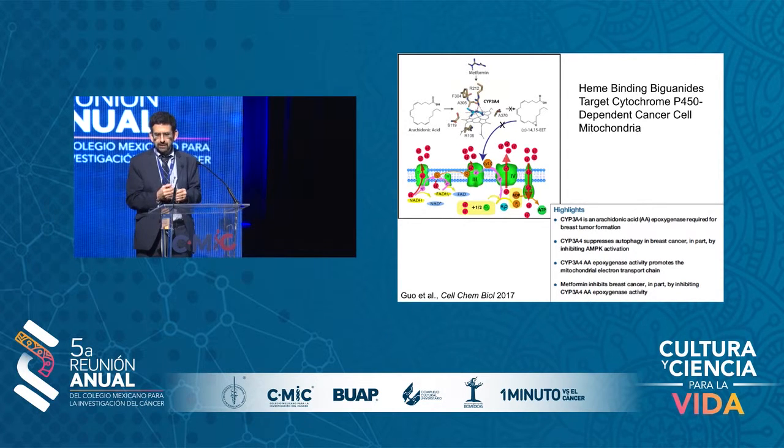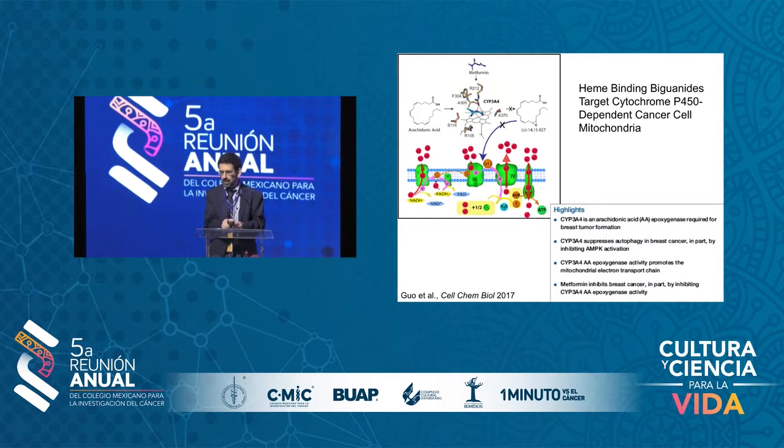the breast cancer cells. And so the highlights of what I'm going to talk about today: that CYP3A4 is an arachidonic acid epoxygenase enzyme that is required for breast tumor formation; that CYP3A4 suppresses autophagy in breast cancer in part by inhibiting AMPK activation, and autophagy can be an escape mechanism for breast cancer cell survival; that CYP3A4 epoxygenase promotes the mitochondrial electron transport chain; and that metformin inhibits breast cancer in part by inhibiting CYP3A4 epoxygenase activity.